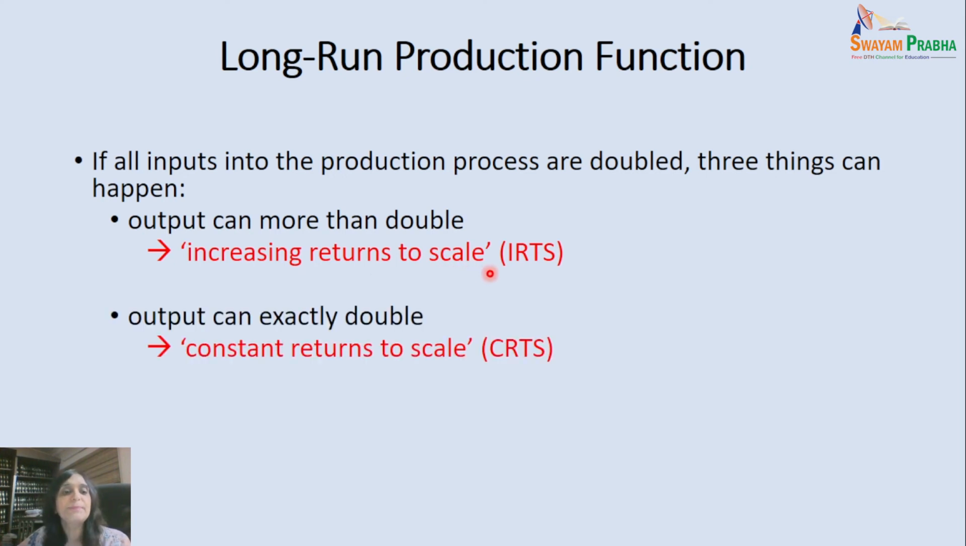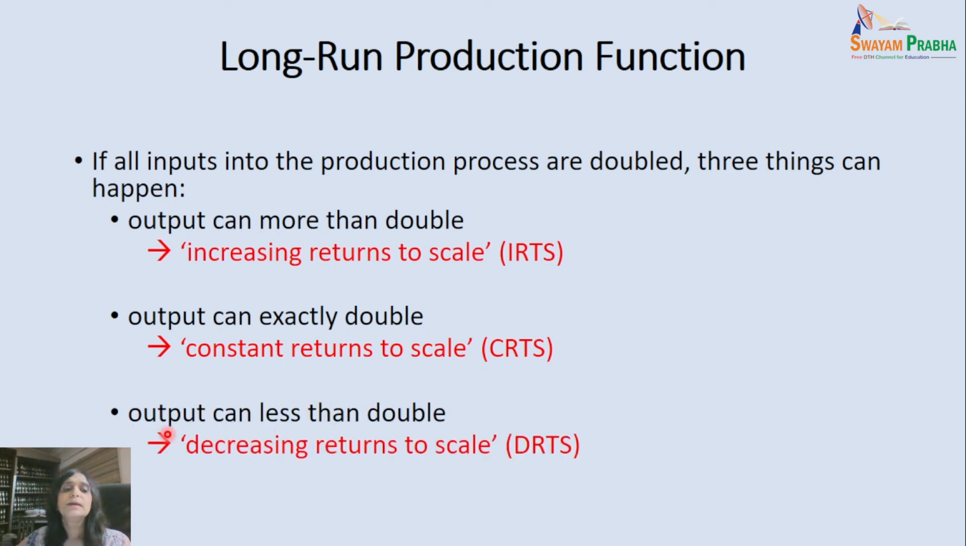The other thing which can happen is you have doubled your input and your output exactly doubles. You doubled your labor and capital, output also doubled. Okay, from 10 your output became 20. So doubling input led to doubling of output. That is called constant returns to scale.